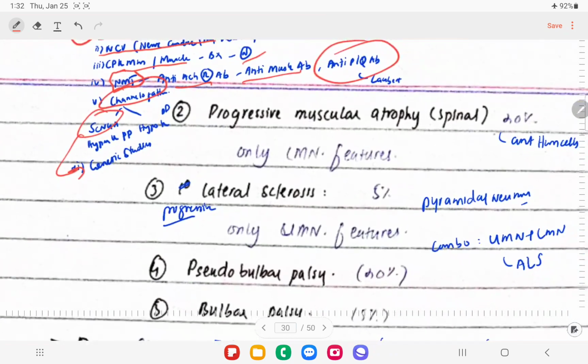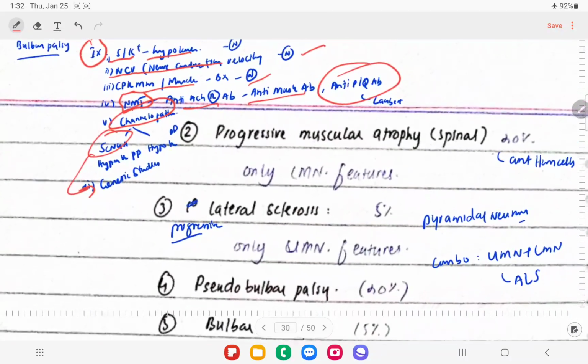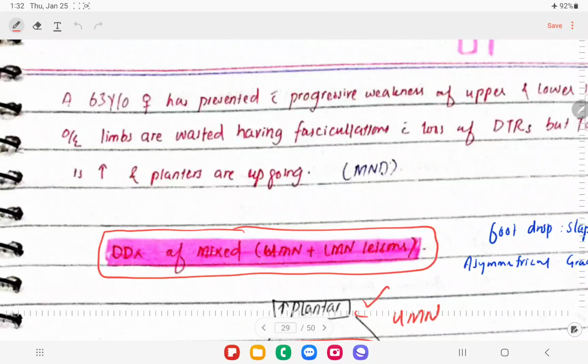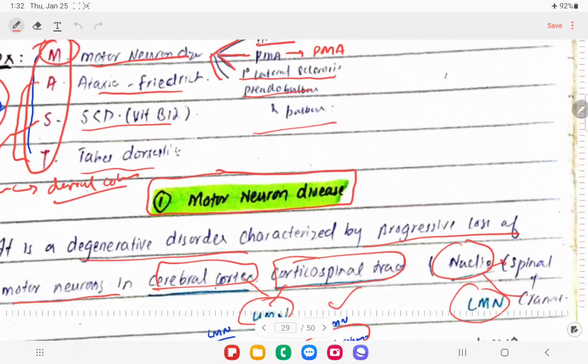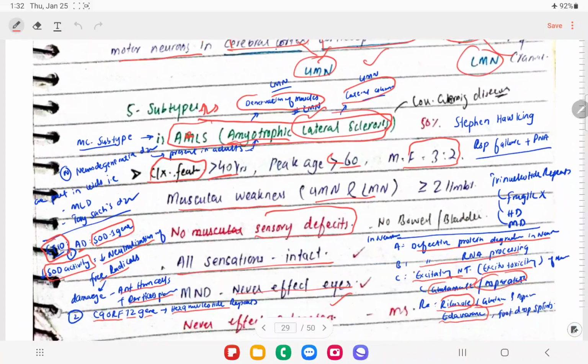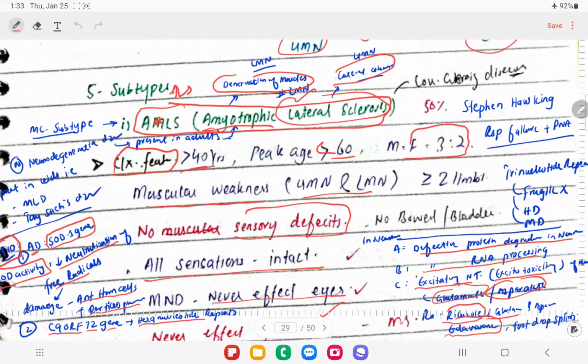Okay, and Stephen Hawking, who was an astrophysicist, is one of the examples. He had this disease, right? That is ALS.